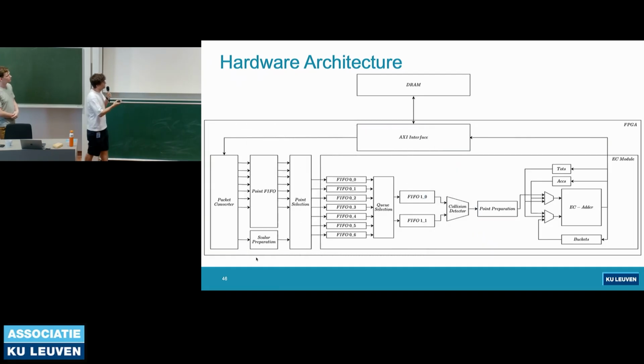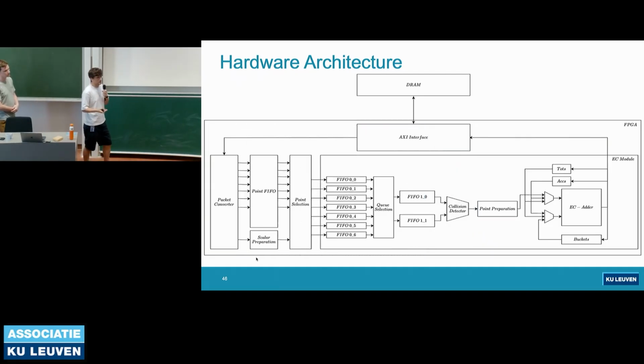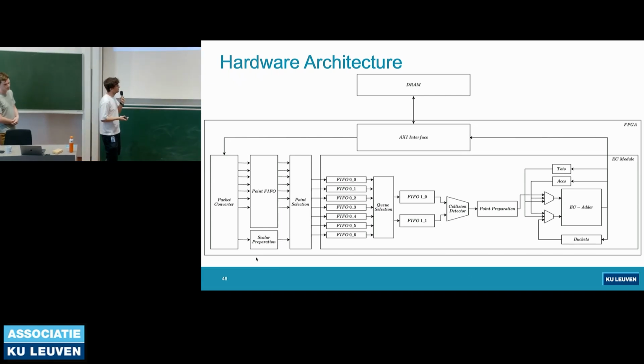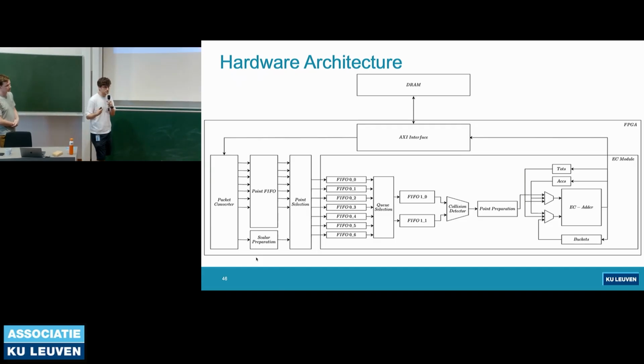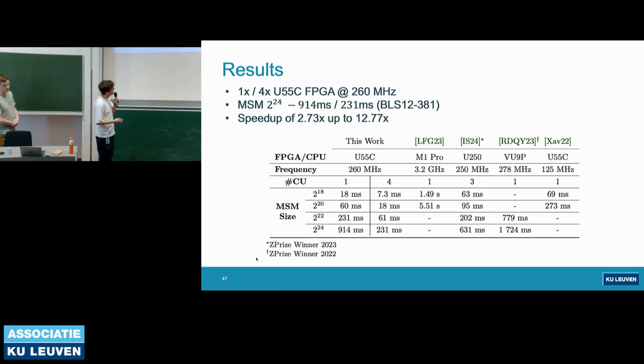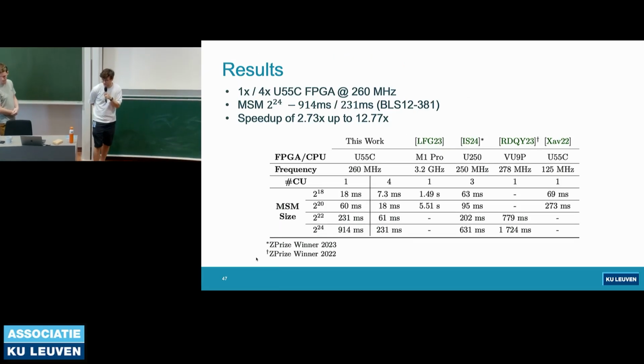And then we do the elliptic curve addition. It's added to a bucket. The whole process accumulates. Then we do the aggregation step. At the end, we get 1 result for each iteration, which is then sent back to software to calculate the final result. So this is all implemented on a U55C FPGA.